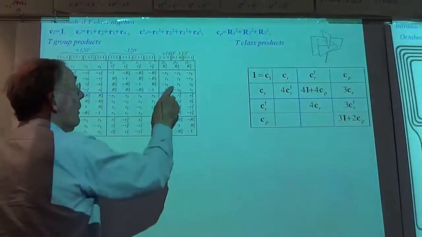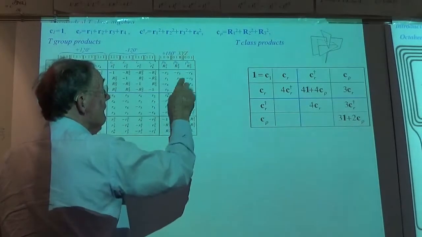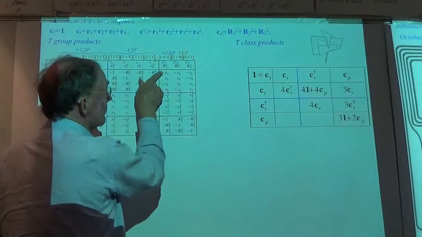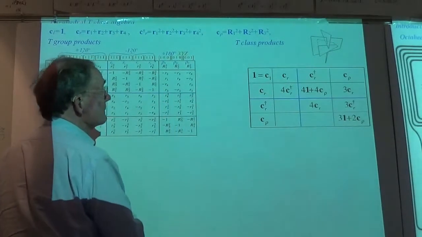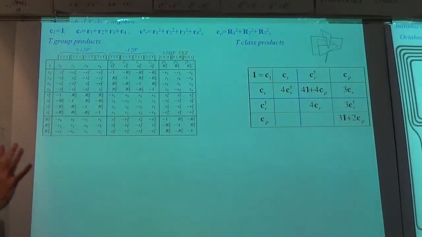I know right away I'm going to see three of the R4s as well. There, there, and there. And three of the R2s. There's a little R2 there, a little R2 there, another one there. Now, you're not accounting for the minus sign now. Yeah, ignore the minus signs.